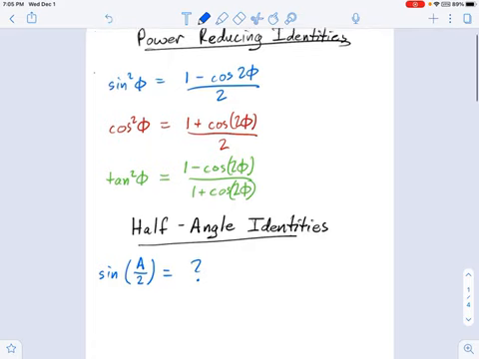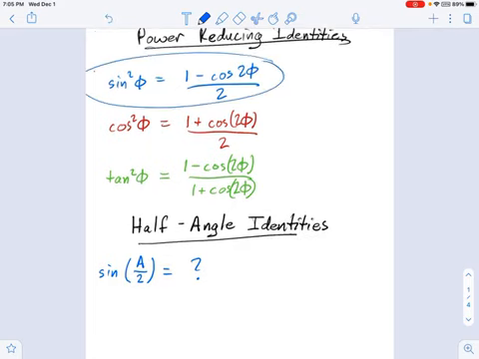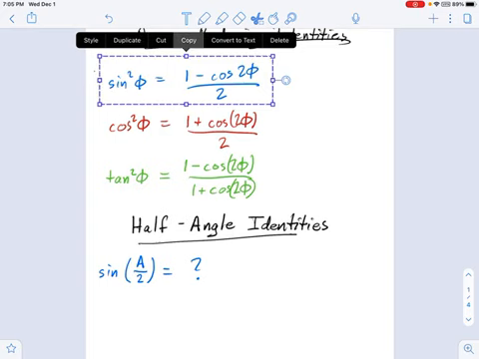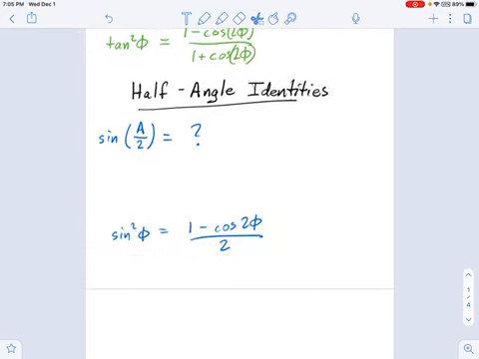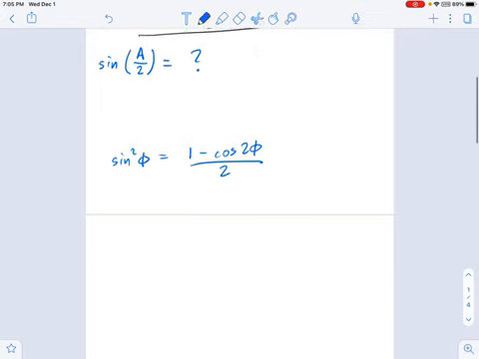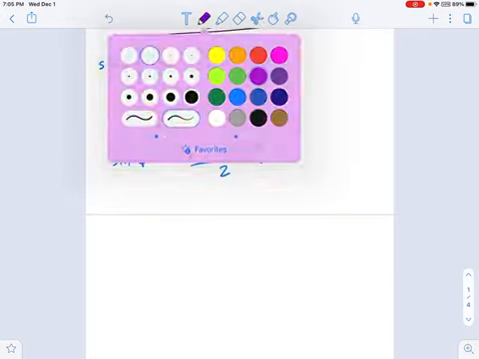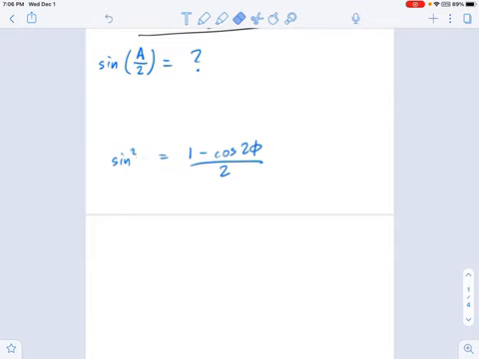And what I want to do is focus your attention on this guy right here. I'm going to copy this thing down here. We're going to work on this, and I'm just going to make an angle substitution. I'm going to substitute, we'll use purple here. Instead of phi, I'm going to use a different angle. Let's call this angle a over 2, instead of phi. So that'll be a over 2 right there.